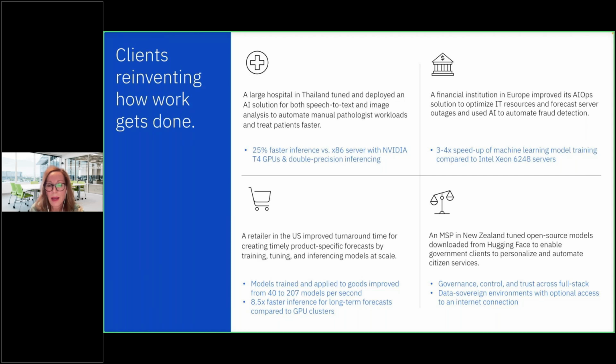So when they migrated from a high-speed GPU cluster to Power 10, they ended up improving their turnaround time for training using AI models. How they measure performance is the models trained and applied over all of those goods. So they improved from 40 to 207 models per second. And that was related to their inference time for their long-term forecasts.